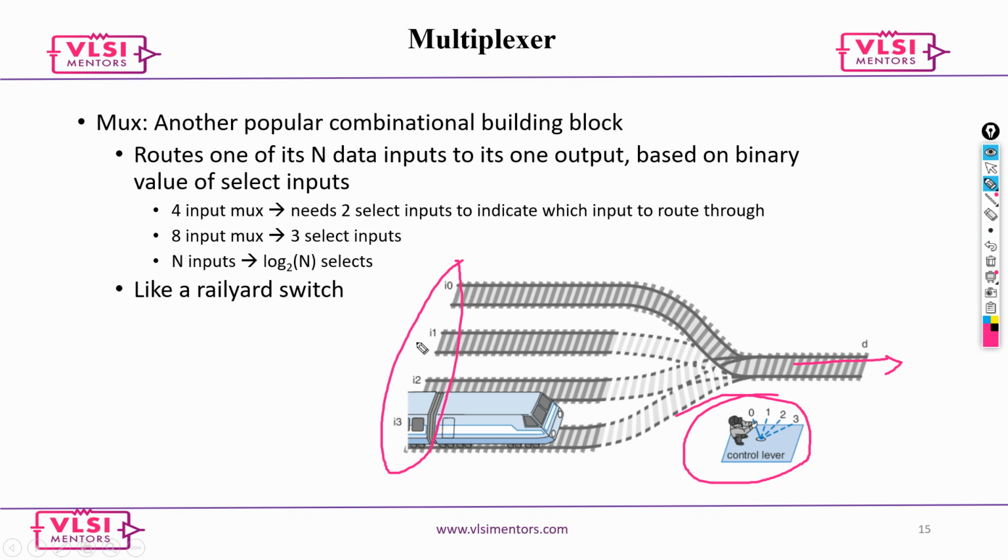So it has multiple inputs, and the number of inputs would be 2 to the power n. Say, for example, if n is 1, that means a 2 cross 1 mux, with inputs a, b, and select line s.